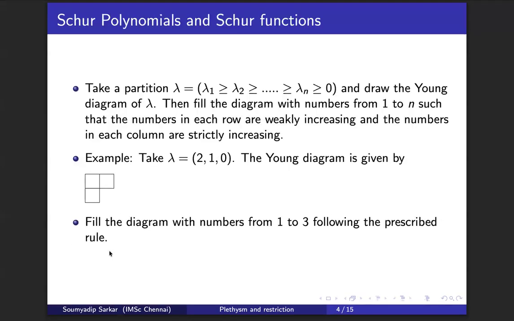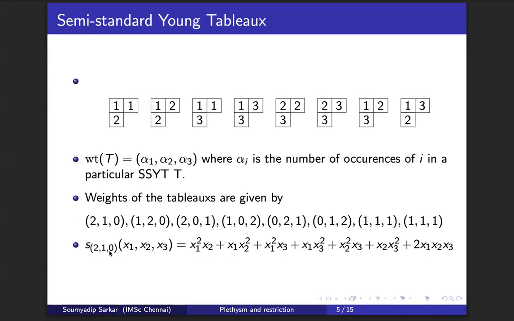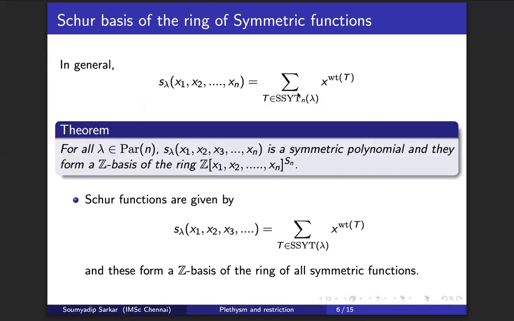So we can do this for any partition of length n in n variables. And interestingly, this is the general definition of a Schur function: the sum over all semi-standard Young tableaux T of x to the power weight of T. Now here is an interesting theorem: if you vary your lambda over all partitions of n, then that forms a basis of all symmetric polynomials in n variables.